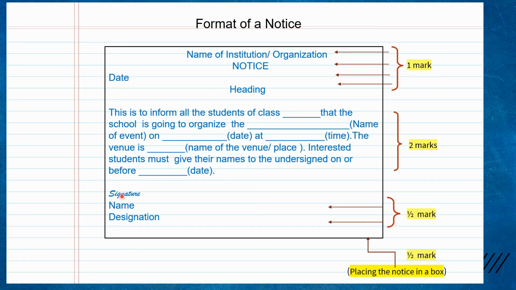Then it is followed by signature, name and designation of the writer. So the content carries 2 marks and this carries half mark, and half mark is for placing the notice in a box. So in all it makes total 4 marks. So if you follow this format, you can get good marks.